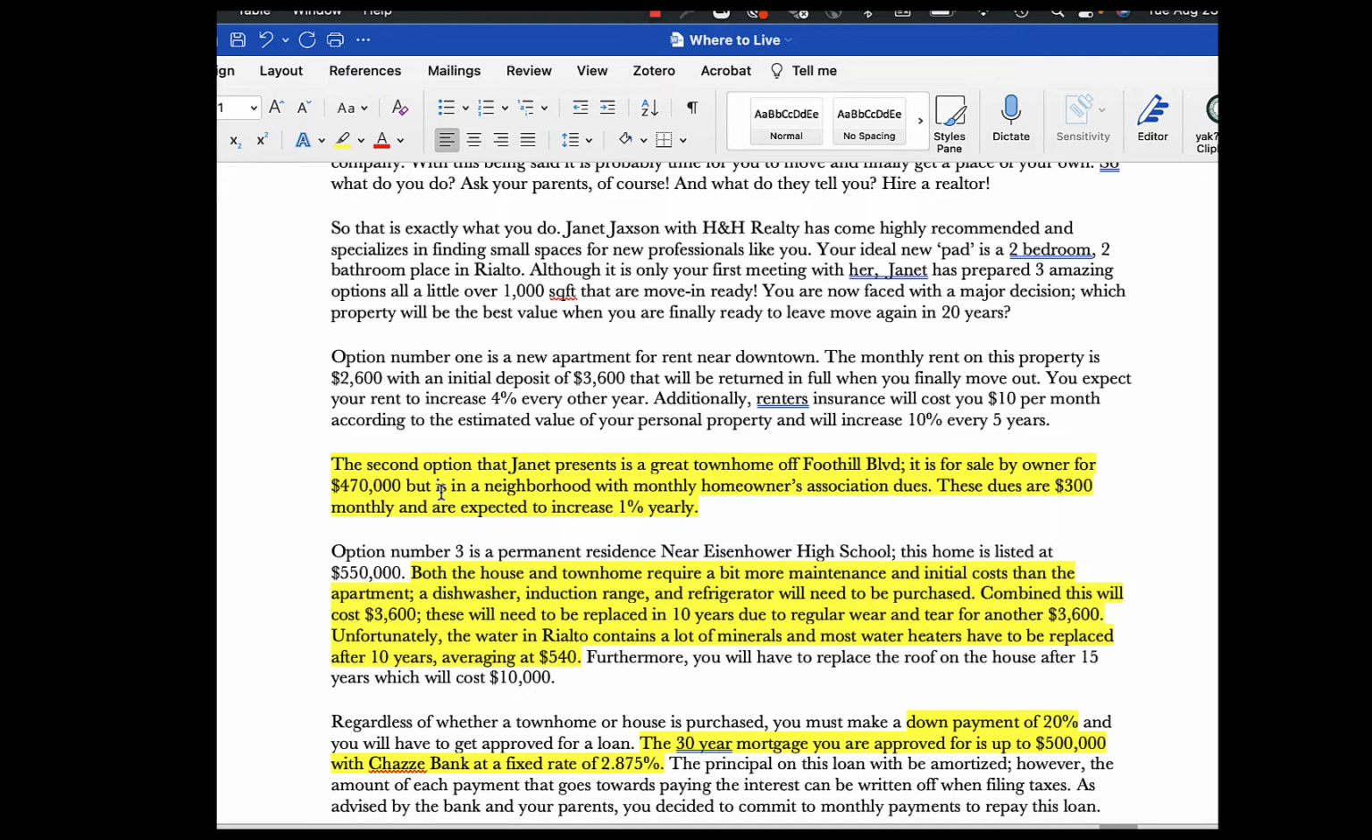The homeowners association dues are $300 a month, and it will increase 1% a year. And you also have some expenses related to the townhome. In this case, we have the dishwasher, oven, and range, which will be $3,600, and that'll have to be replaced every 10 years. And then also we need to replace the water heater after 10 years. It has costs associated with that.